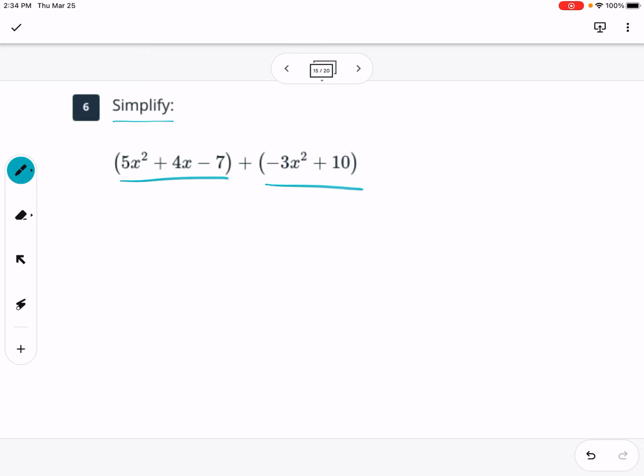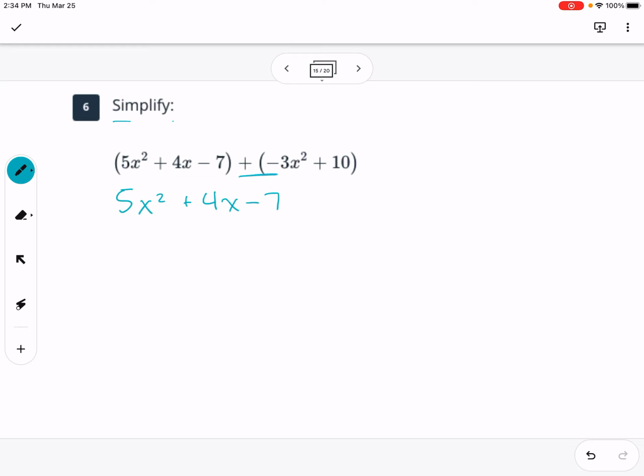Now, the thing is, that means I'm adding all this junk with all this junk. Those parentheses don't actually mean anything. Yes, they're grouping numbers together, but the groups don't really matter in this case. So what I can do is I can just rewrite this without the parentheses. And as you get comfortable with this, you can kind of skip this step.